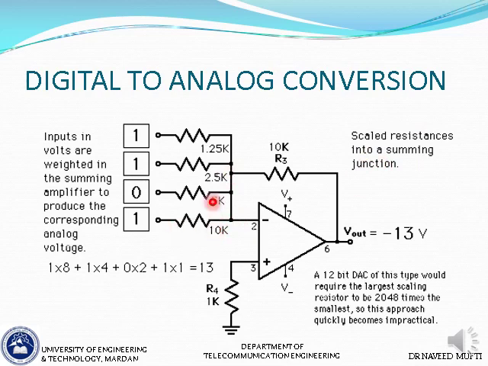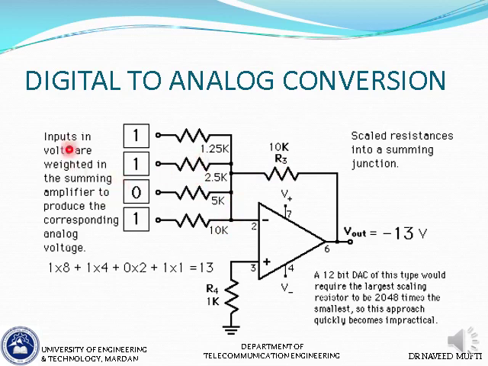What is the impact of having these different resistors? As you know, because of the different resistances here, different amounts of current will flow. So they will contribute differently to the overall current that flows in the feedback resistor. Where the highest current flows, that will be the most significant, and where the lowest current flows, that will be the least significant.